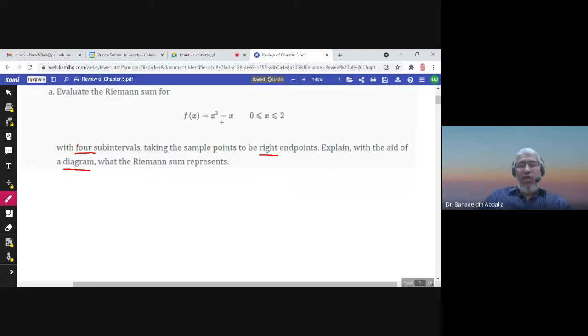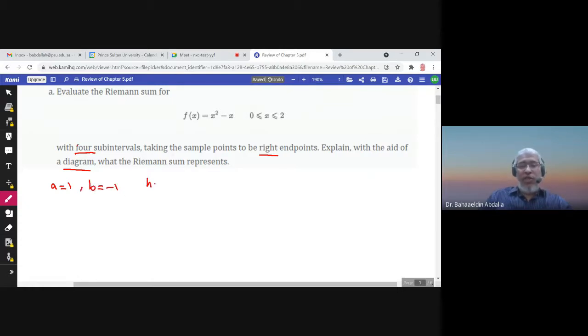So y equals x squared minus x. We can solve the problem without sketching the graph, but since he said with the aid of a diagram, I will sketch the graph. It's an easy graph. This is a parabola. A is positive, A is 1, so the parabola opens upwards. B, the coefficient of x, is negative 1.